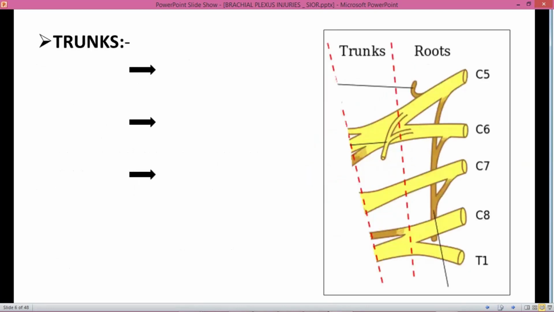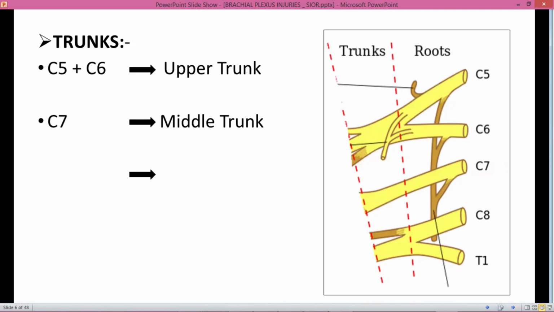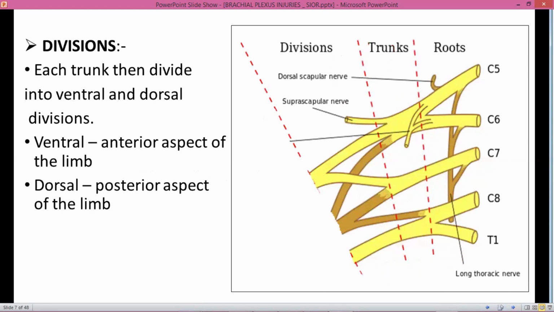Next is the trunk. After roots, we will discuss the trunks. C5 and C6 form the upper trunk. C7 forms the middle trunk, and C8 and T1 form the lower trunk of the plexus. Further, the trunks are divided into divisions, and each trunk has a ventral and a dorsal division. Ventral is also called the anterior division, and dorsal is also called the posterior division. So, these are the further two classifications.